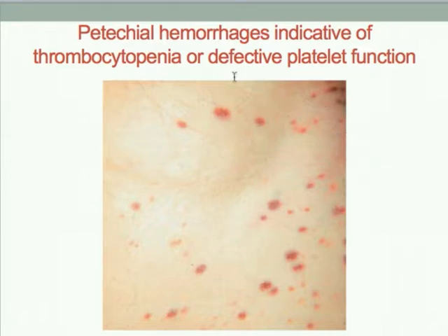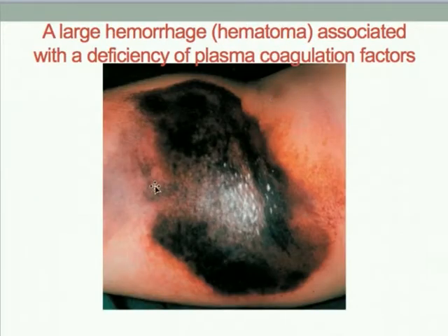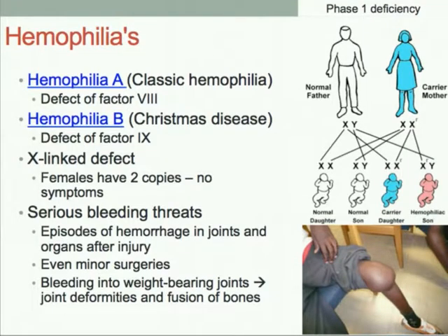I want you to notice these pinpoint rashes and contrast that with these really large hematomas associated with plasma coagulation factor deficiencies. So deficiency of platelets is going to give you a pinpoint-like rash, whereas deficiency of a coagulation factor is going to lead to very extensive bleeding and darkening of the tissues. These fall into a couple of different groups. The first is probably the most well recognized, the hemophilias.